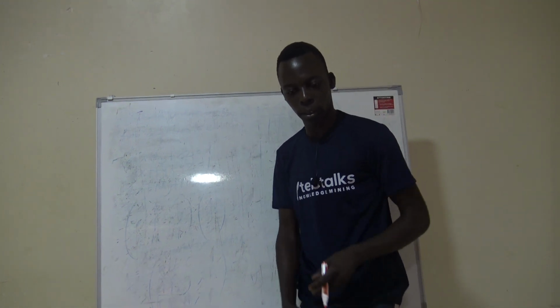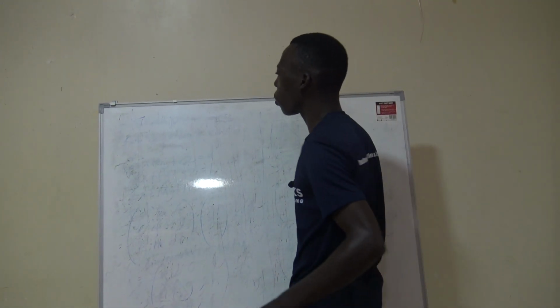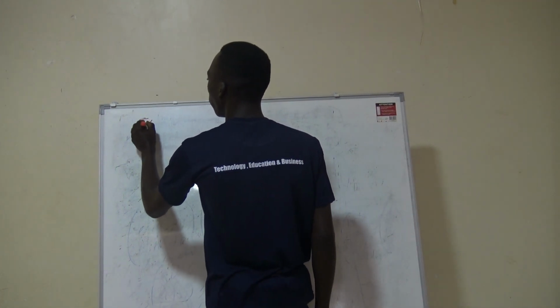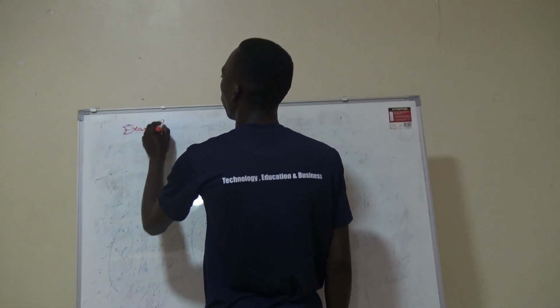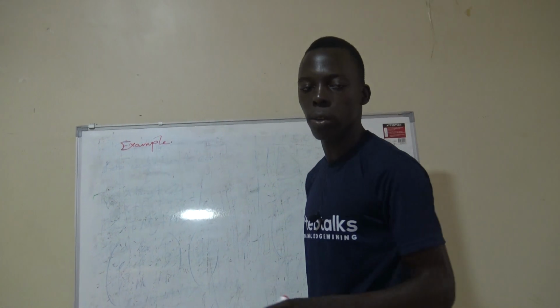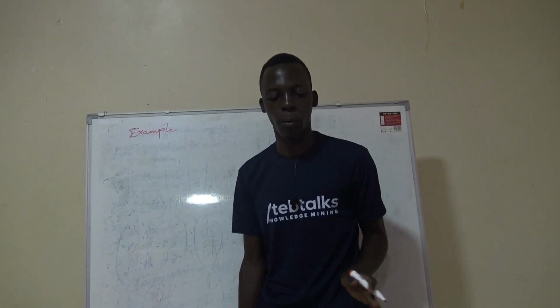Welcome back from the break. Now we said we are going to look at another thing, which is examples when we are dealing with row reduction to echelon form.